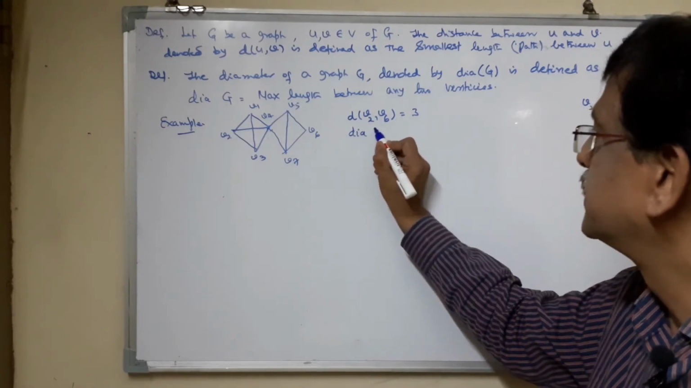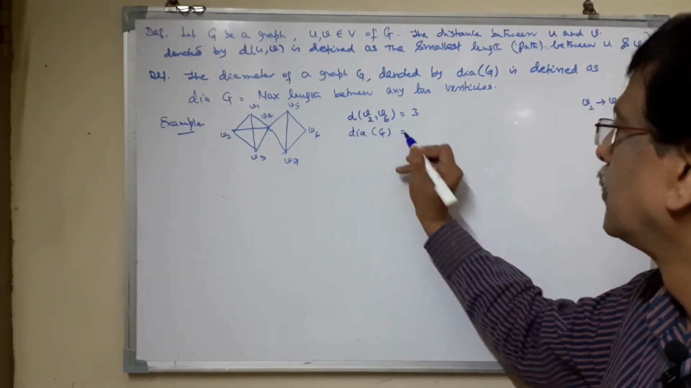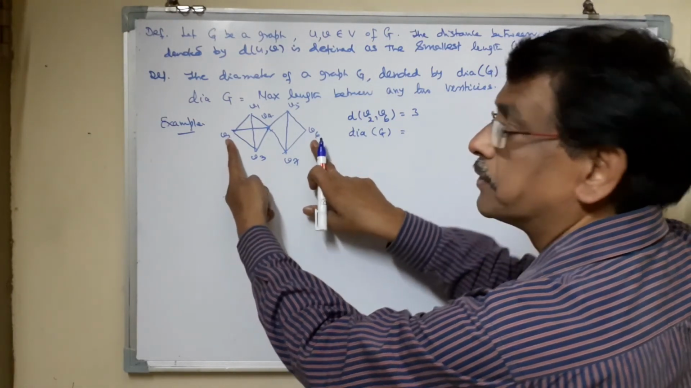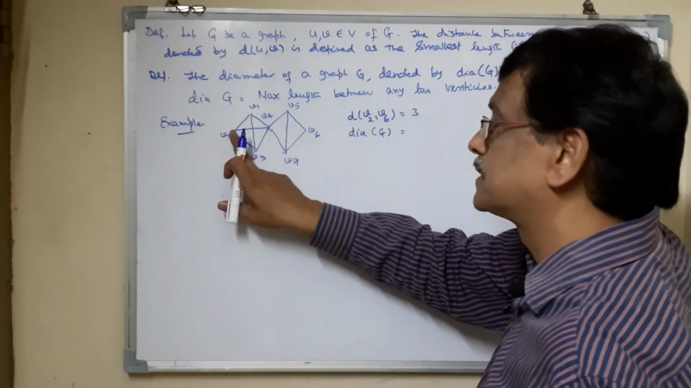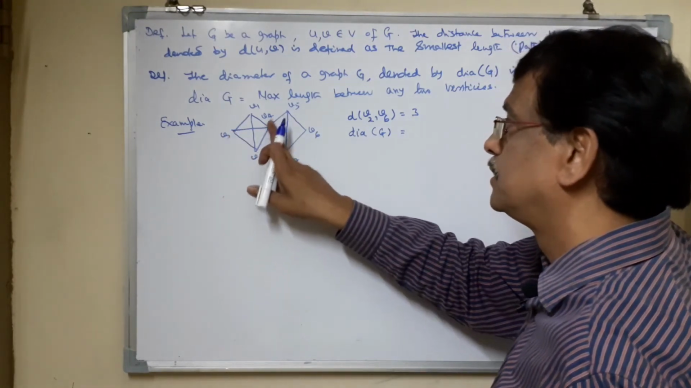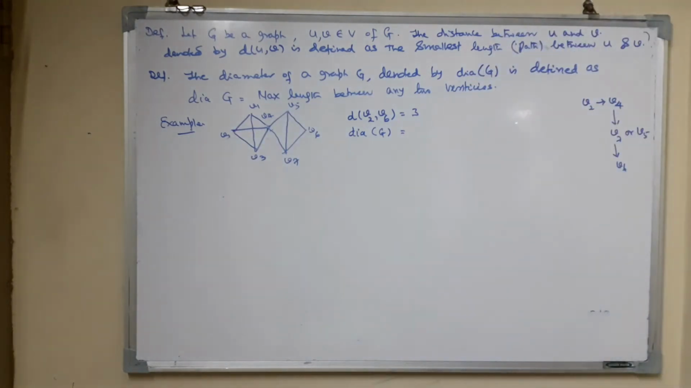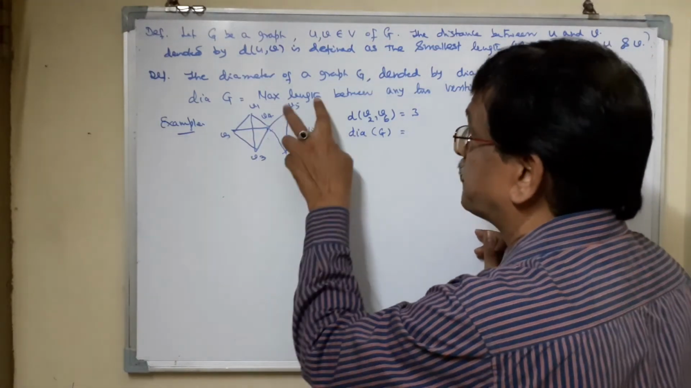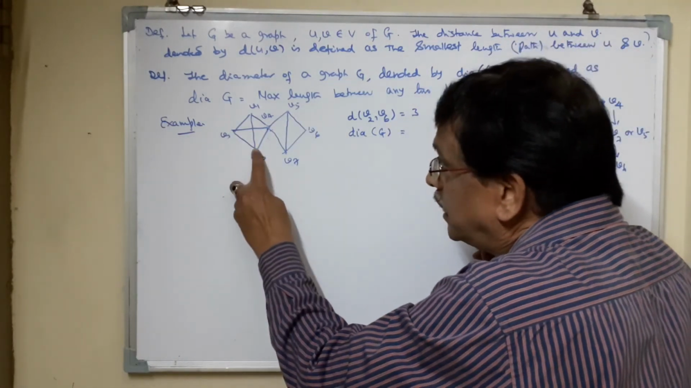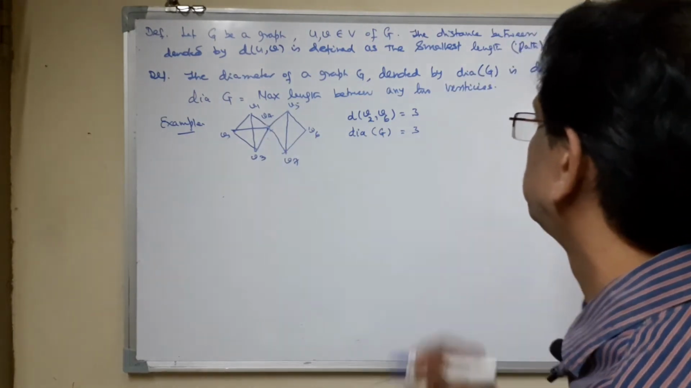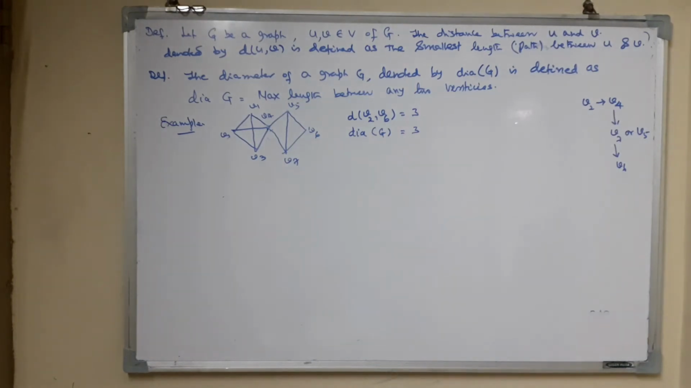What is the diameter of G? Diameter, obviously you have to check from V2 to V6. So from V2 to V6, if you want to check, what is the path? 1, 2 and 3. Now the maximum length between any two vertices, of course it should be the shortest path from V2 to V6. So 1, 2 or 1, 2, 3.